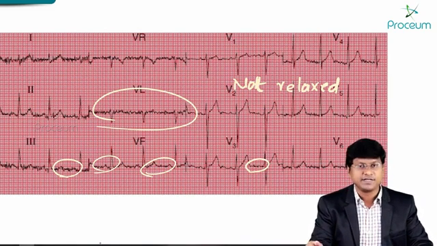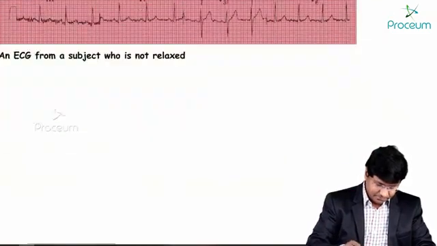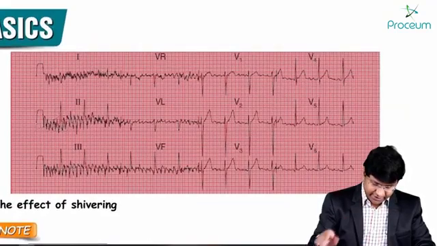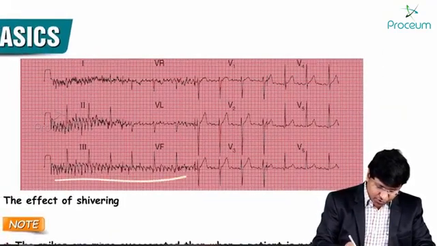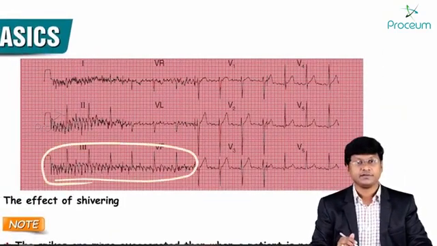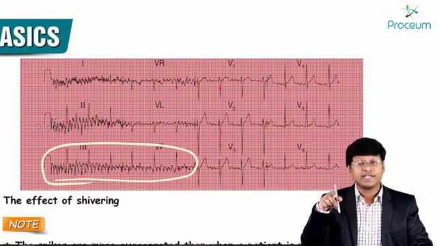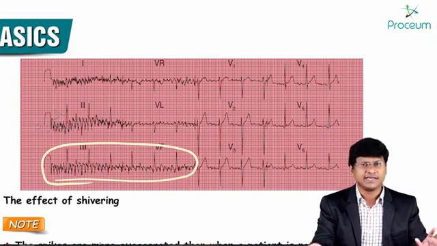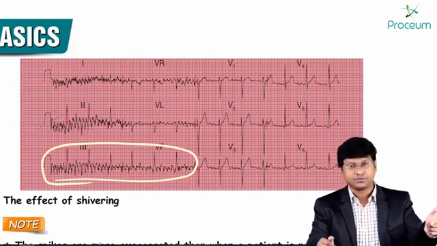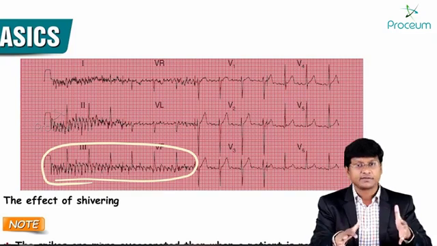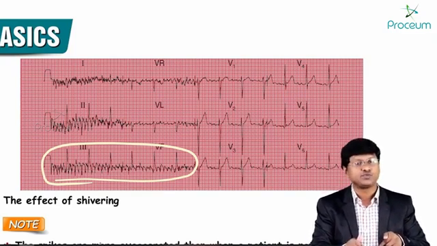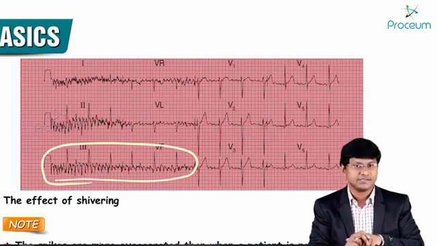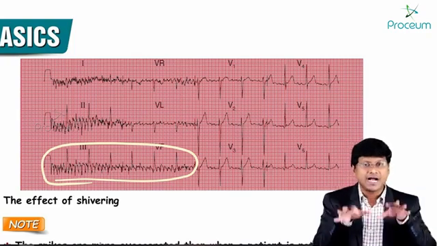I'll show you one more ECG similarly. You see here, this is also the effect of shivering. The spikes are more exaggerated than when a patient is not relaxed. When the patient is just moving like that, you will have the ECG I have shown. But when the patient is shivering, then you will have the ECG in this following manner. So these are artifacts.